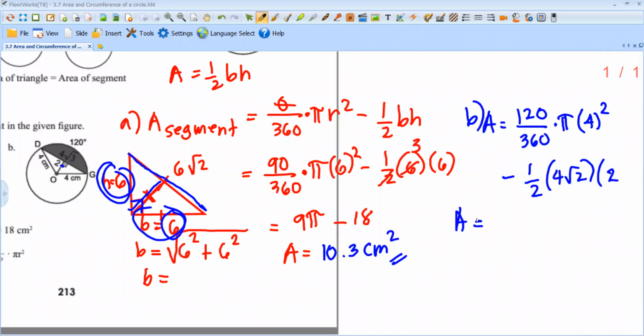So let us get first the area of the sector. 120 over 360 times pi times 16, and that is 16 pi over 3, minus, this is times 2, which is cancelled, so 4 square root of 2. So the answer is approximately 11.1 square centimeters. That is the area of the segment.